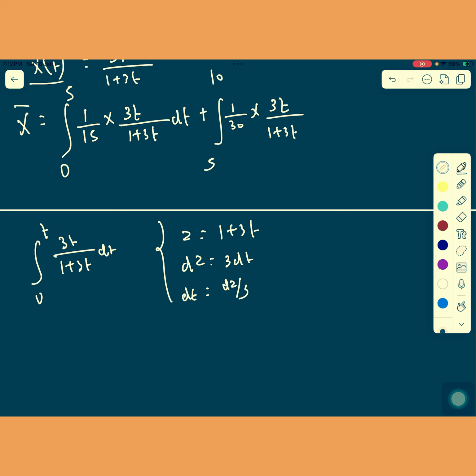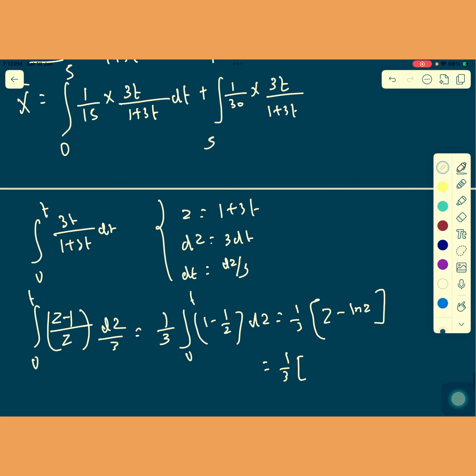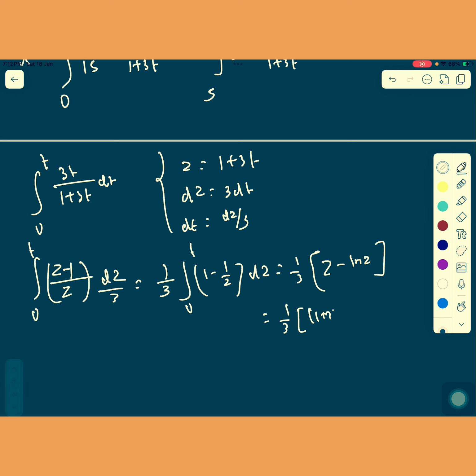So I'll substitute here. So that can be written as 0 to t. And what is 3t? 3t is z minus 1 divided by z. And what is dt? dt is equal to dz by 3. So that is equal to 1 by 3 integral 0 to t of 1 minus 1 by z dz. That is equal to 1 by 3 into z minus ln z. And now I'll substitute 1 by 3 and z equal to 1 plus 3t, minus ln of 1 plus 3t.